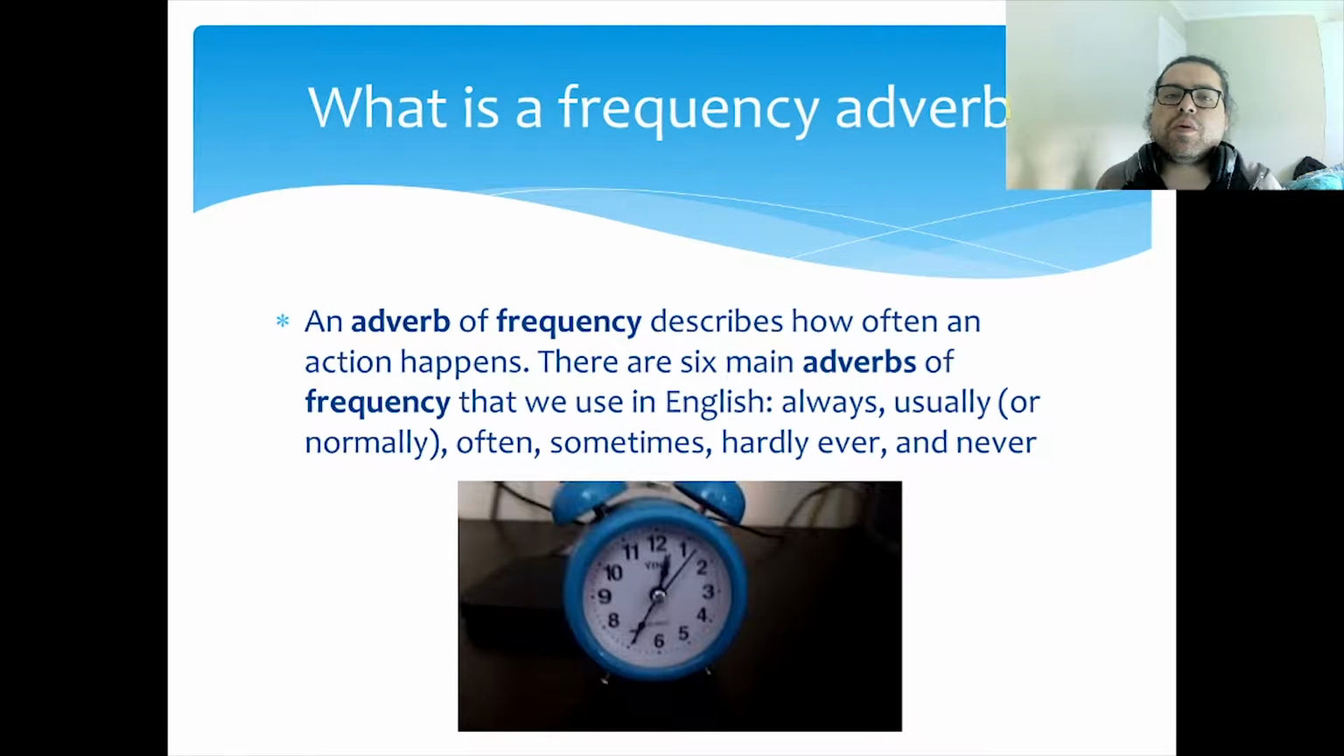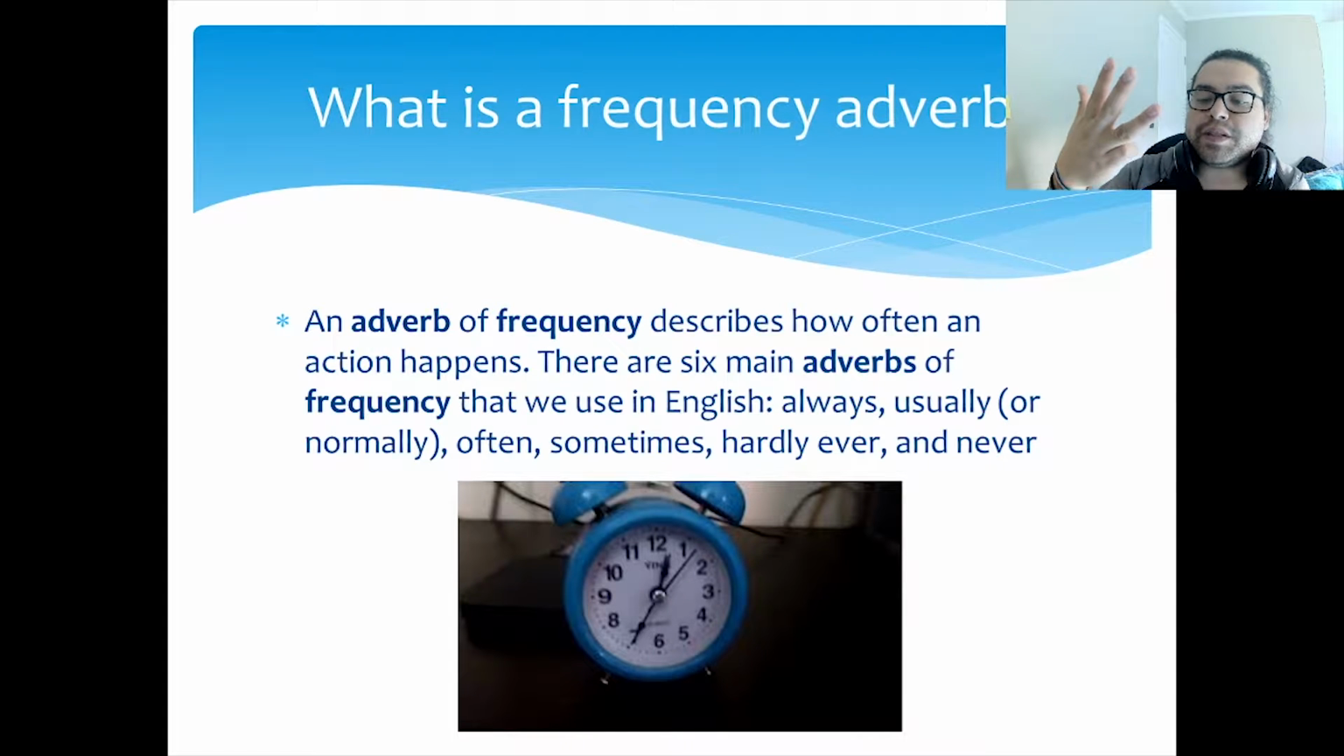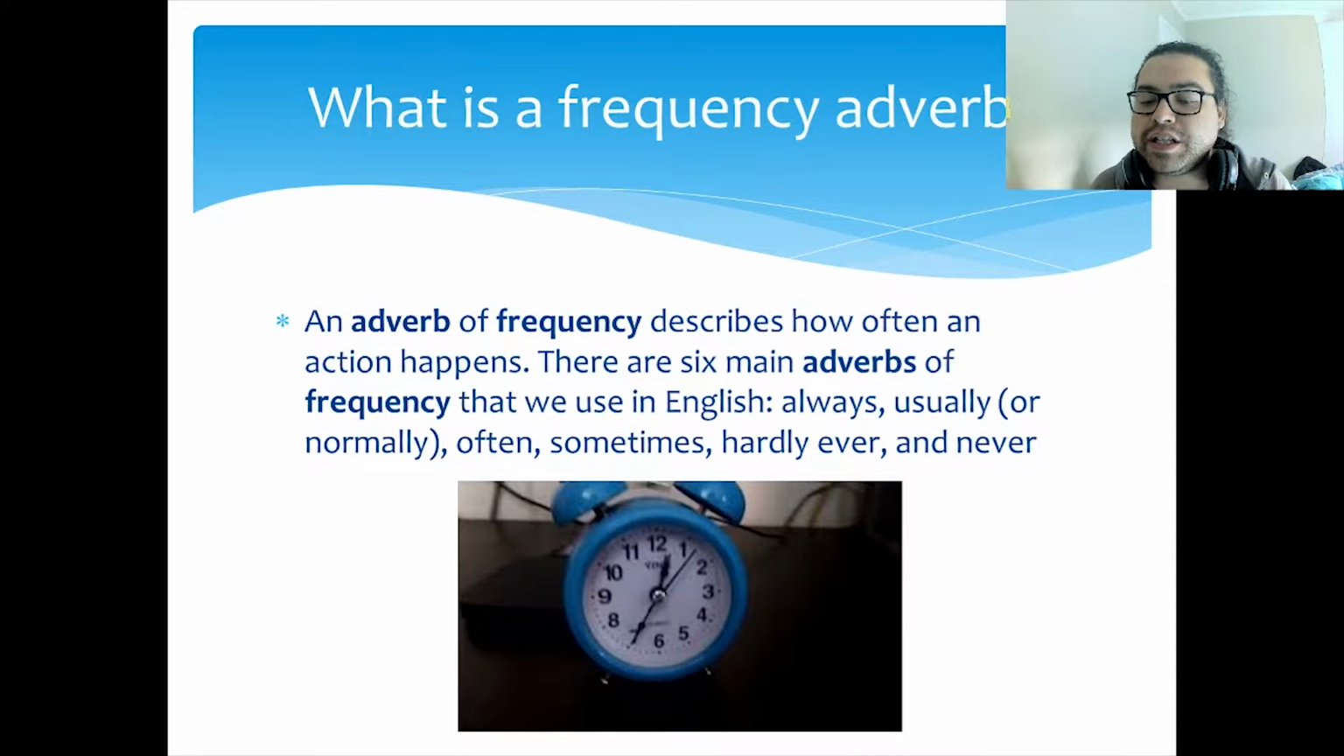Okay, so what is exactly a frequency adverb? An adverb of frequency describes how often an action happens. There are 6 main adverbs of frequency that we use in English: always, usually or normally, often, sometimes, hardly ever, and never. Okay?